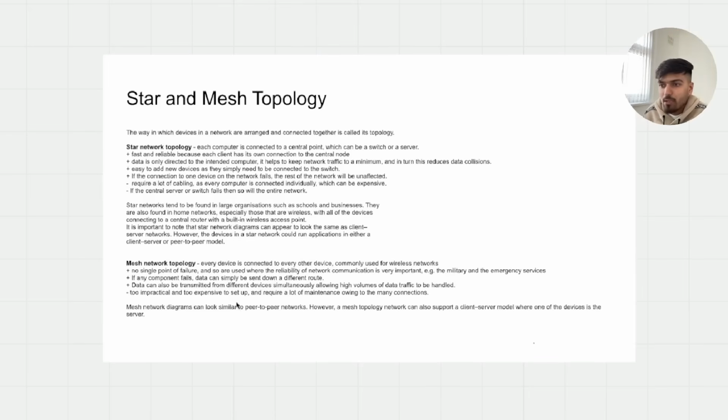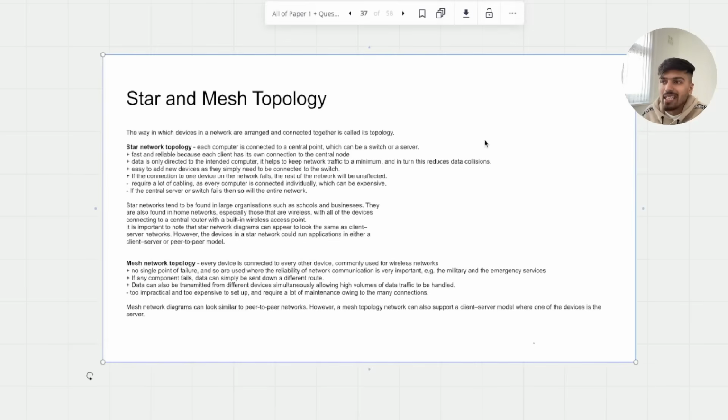However, it's impractical and expensive to set up because it requires a lot of maintenance and too many connections. These look similar to peer-to-peer. However, a mesh topology can also support a client-server model where one of the devices is a server. So we can have servers connected to other servers. However, in a star, we have a central point, which is a key difference.